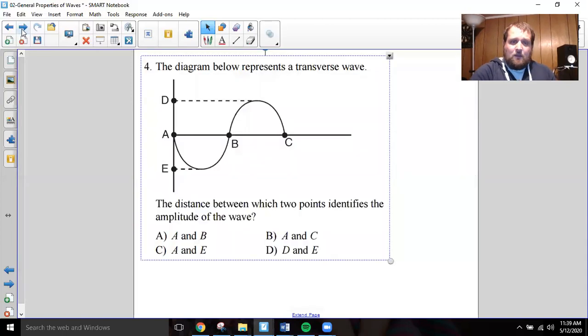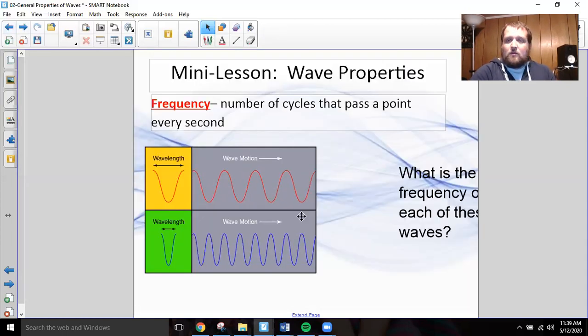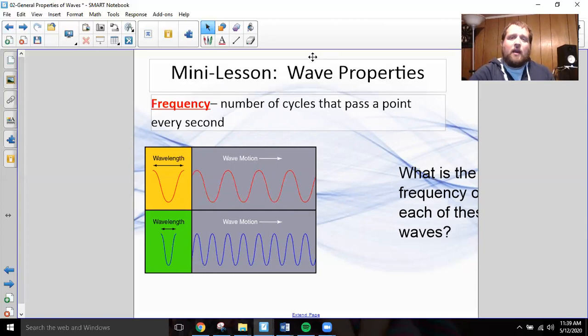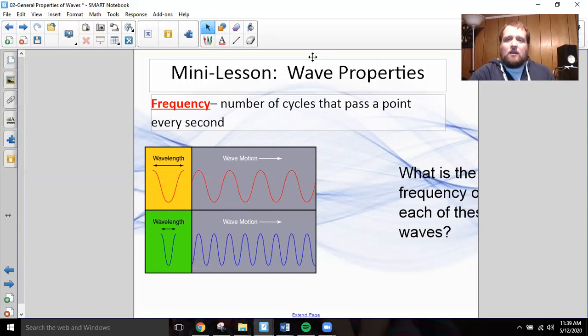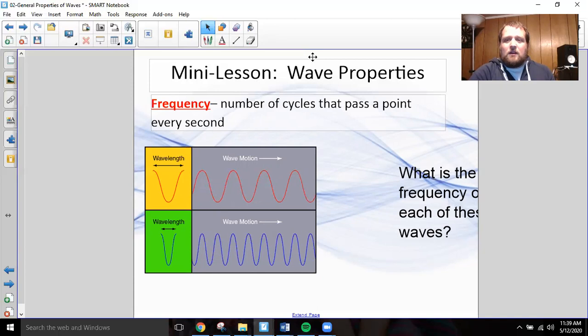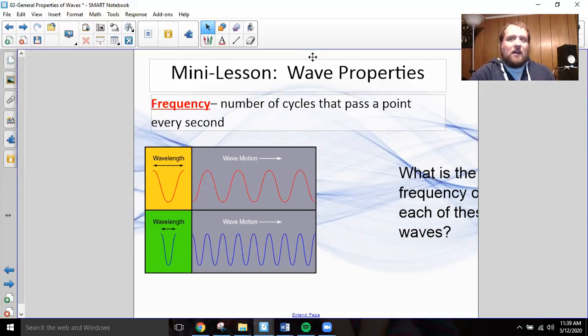That is about it. You just got a few multiple choice questions to practice with the vocab. And then tomorrow we start looking at sound.